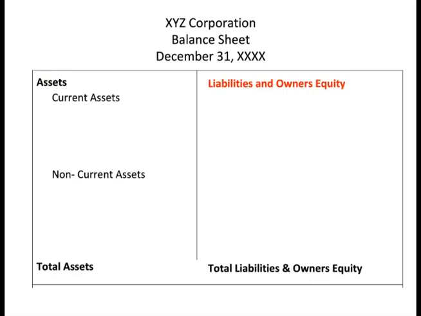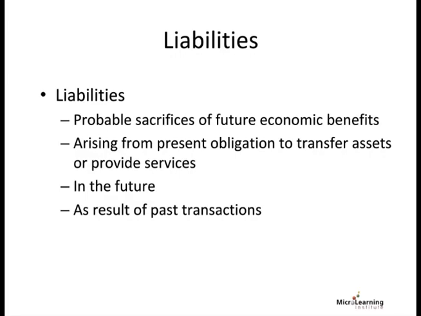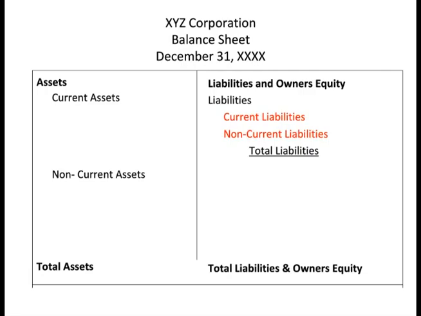The other side of the balance sheet shows liabilities and owner's equity. An item can be classified as a liability if it meets the recognition criteria for a liability. The recognition criteria are: will the item result in a probable future economic outflow from the company? Is there a present obligation to transfer this economic outflow? And was there a past transaction that led to this present obligation? Liabilities are classified as either current liabilities or non-current liabilities.